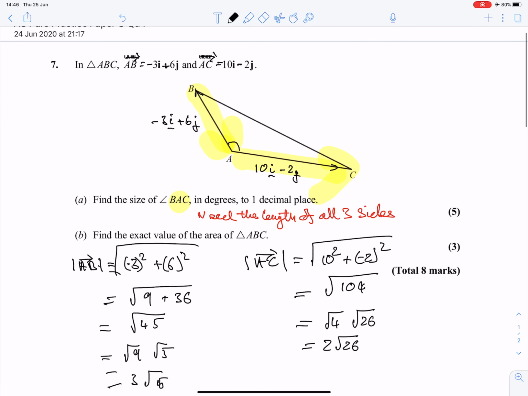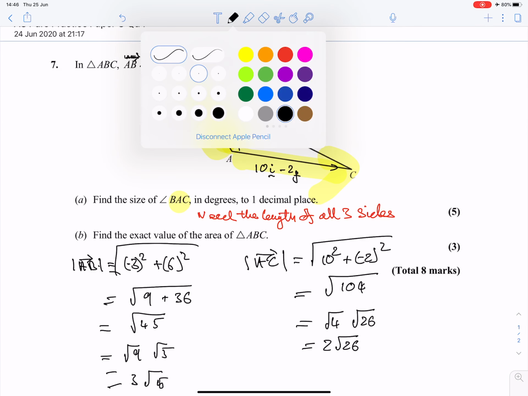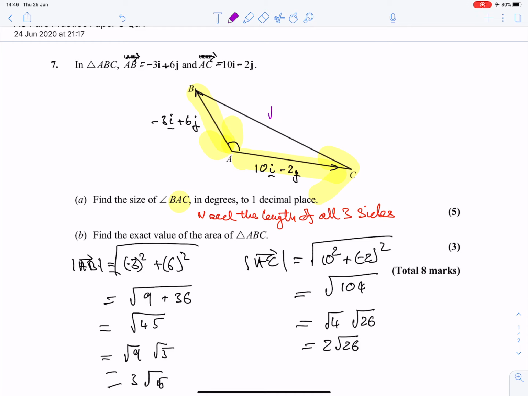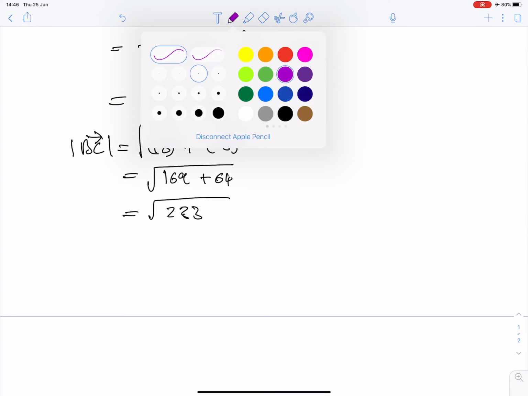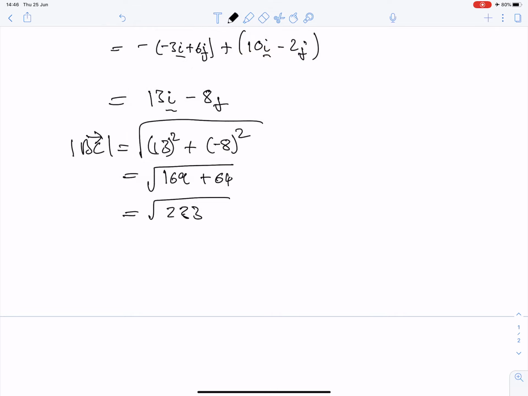So we come up here, we've worked out that length is root 233. That length is the square root of 104. And this length here is the square root of 45. I've simplified those down out of habit where necessary. Okay, so to find the angle, we're going to use the cosine rule. And again, you need to learn this, or you should be familiar with it. Learn cosine rule.